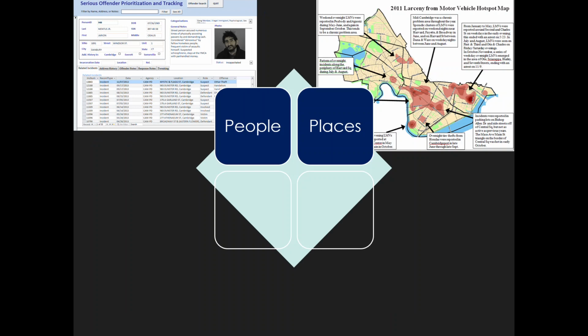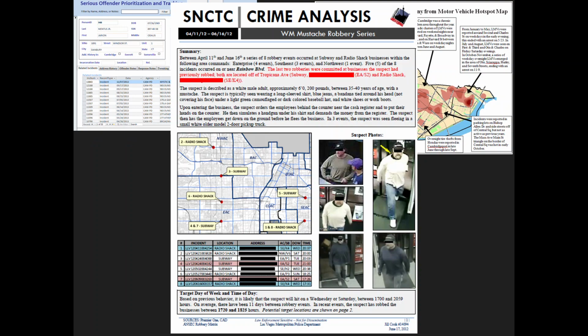The third is what we call in crime analysis the pattern. Two or more incidents that are related through a direct common causal factor. And very often that direct common causal factor is it's the same person committing them, so we call that a series. A series is a type of pattern. In the example on the screen, we have a series of robberies at Radio Shack stores and Subway restaurants within the Las Vegas area.